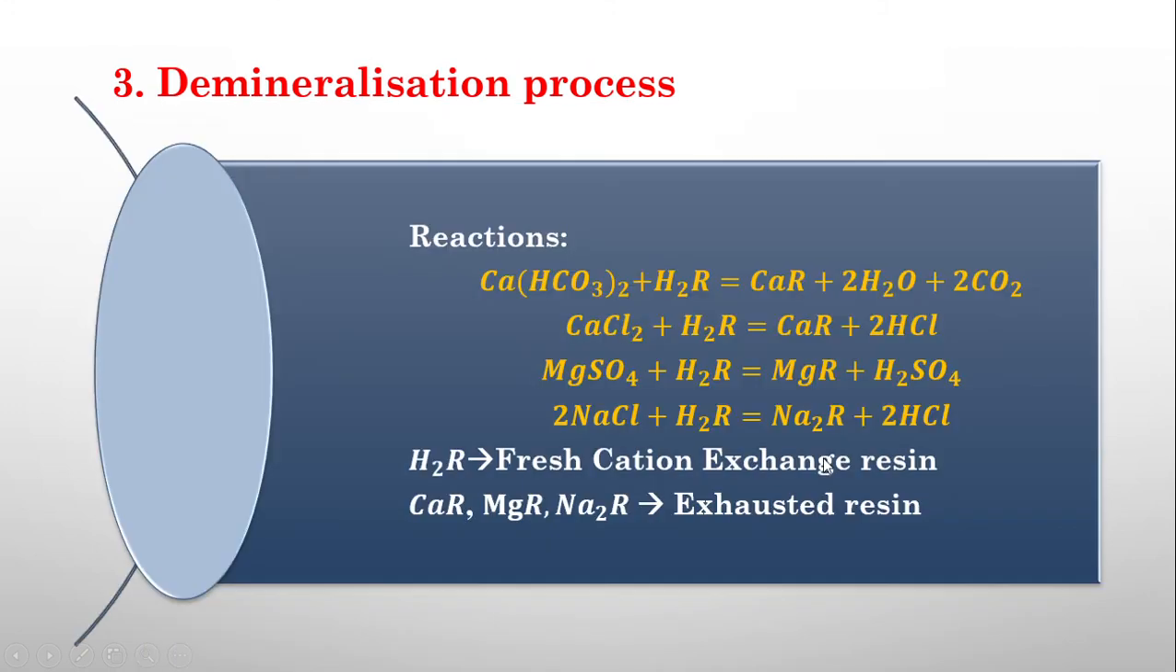The reactions occurring in demineralization are as follows: bicarbonates, when they react with the resin, form calcium resin. Chlorides and sulfates also, when reacting with the resin, will form calcium and magnesium resin. So these are the processes occurring here. These resins can be removed easily by sedimentation.